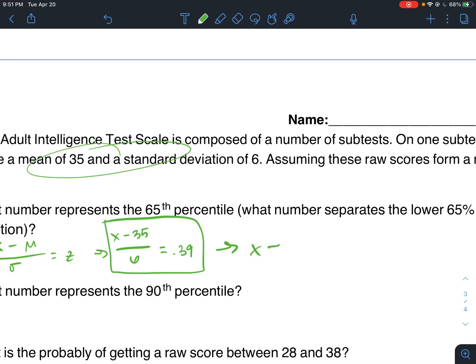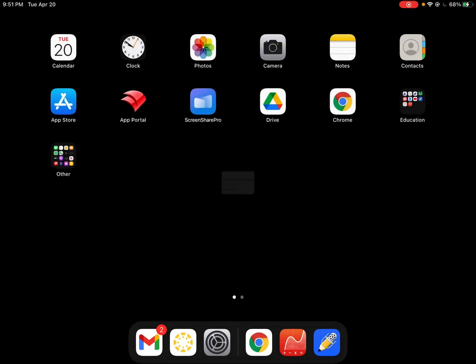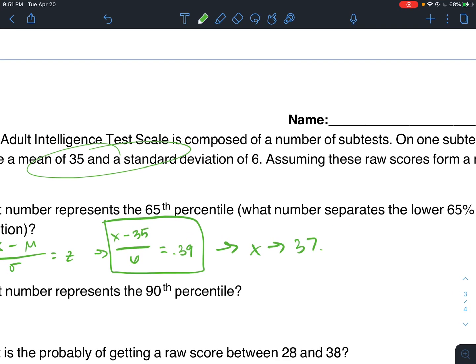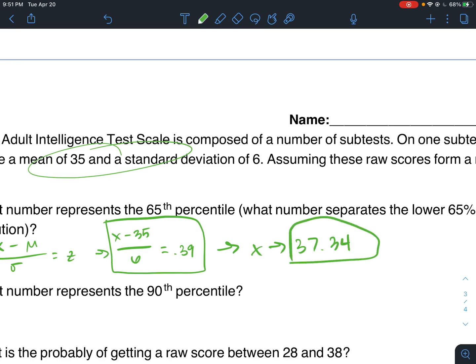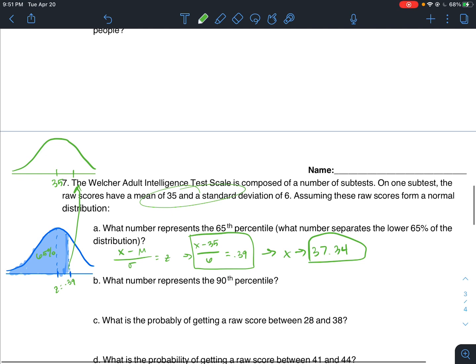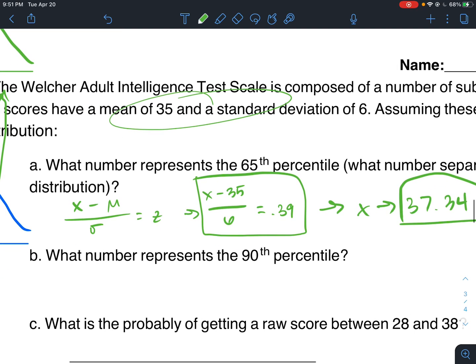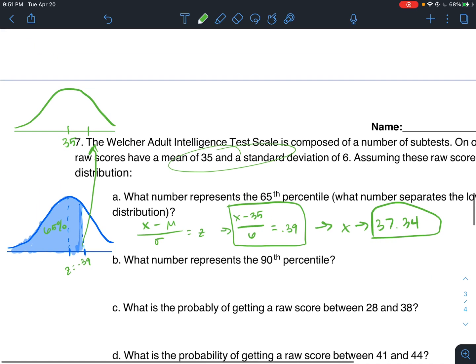So x should equal 37.34. This test score represents the 65th percentile mark on the normal distribution. So when it's talking about percentile, you have to work backwards. You have to find the percentage under the curve, use your z-score table to find the z-score for that percentage, and then use this equation right here, but instead of solving for z, you're solving for x because you have z.